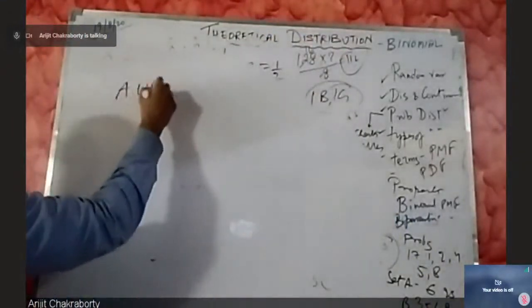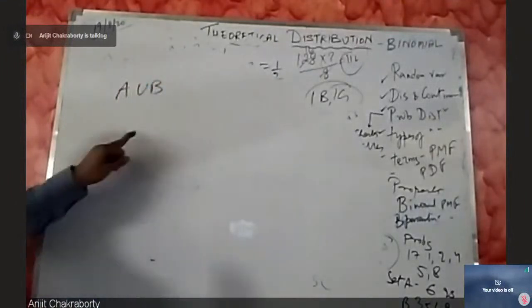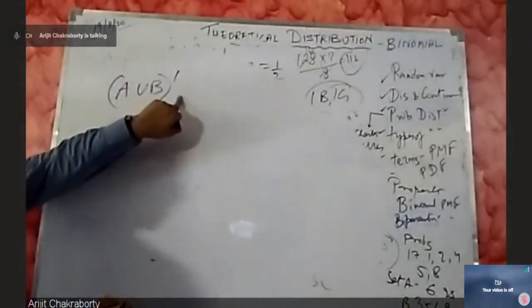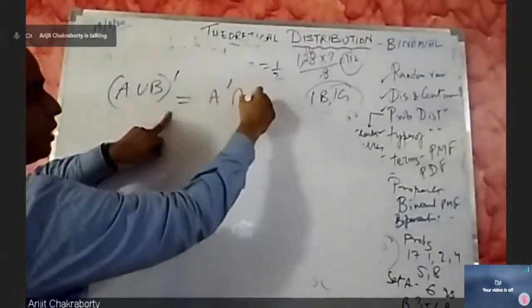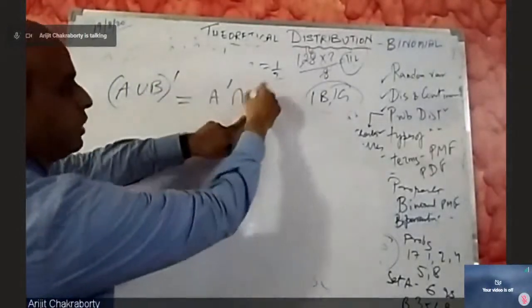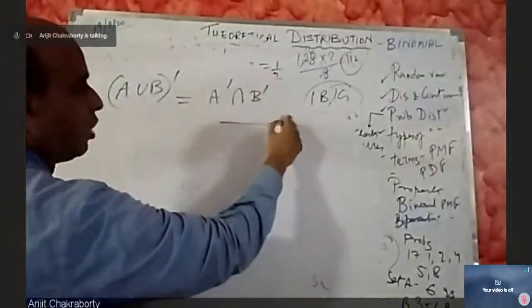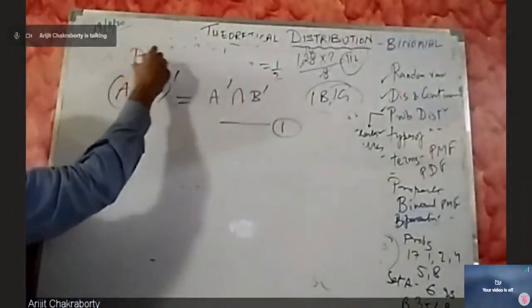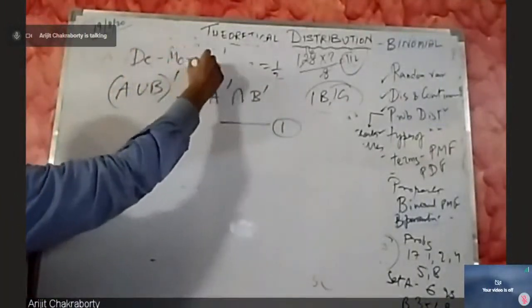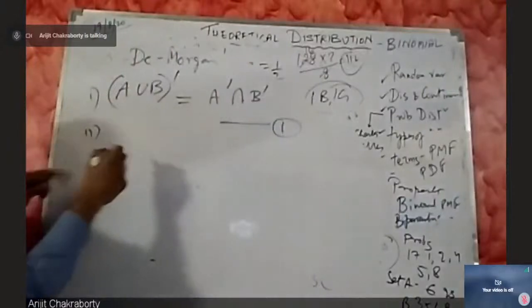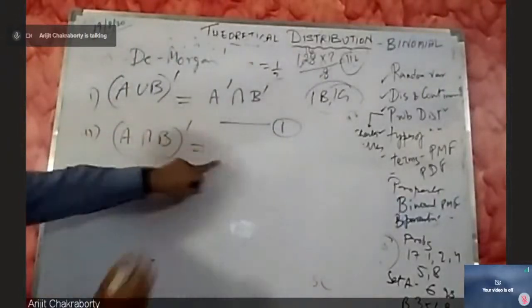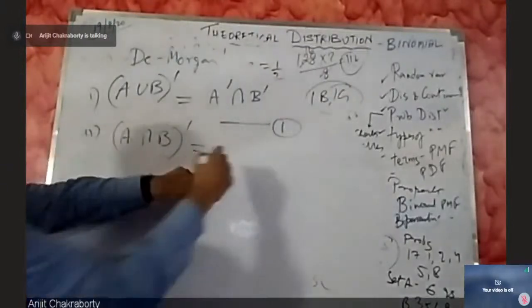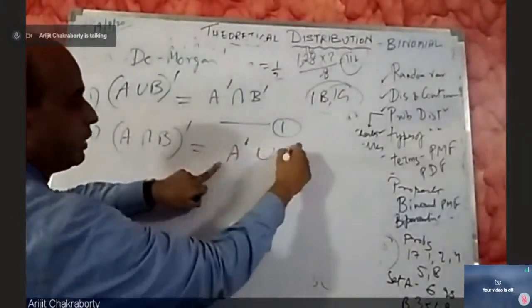De Morgan's law actually gives us this relation: the complement of A union B is equal to A complement intersection B complement. This is the first law of De Morgan. And the second one is just the opposite: the complement of A intersection B is equal to A complement union B complement.